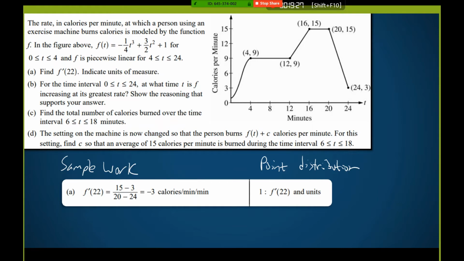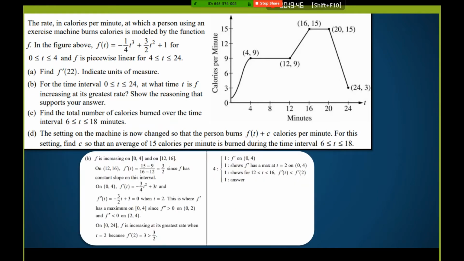Okay, so for this one, you've got 1 point for your setup, not your answer, of f prime 22. So if you said f prime 22 is equal to y2 minus y1 over x2 minus x1, and you gave the right units, calories per minute squared, then you would get full credit for that point.